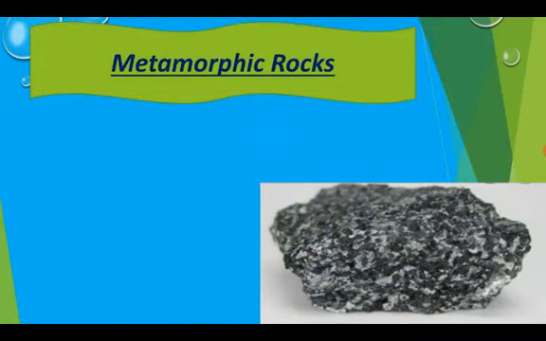The third type of rock is metamorphic rock. और हिंदी में इन्हें कायांतरित चट्टानें बोलते हैं. कायांतरित चट्टानें क्यों? Because when the igneous and the sedimentary rocks are under great heat and pressure, they turn into metamorphic rocks.